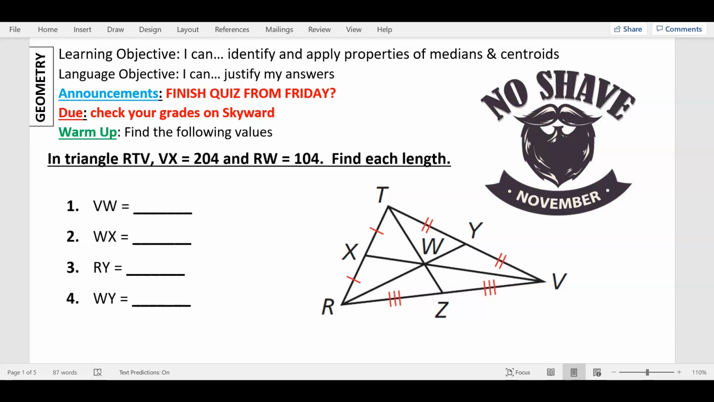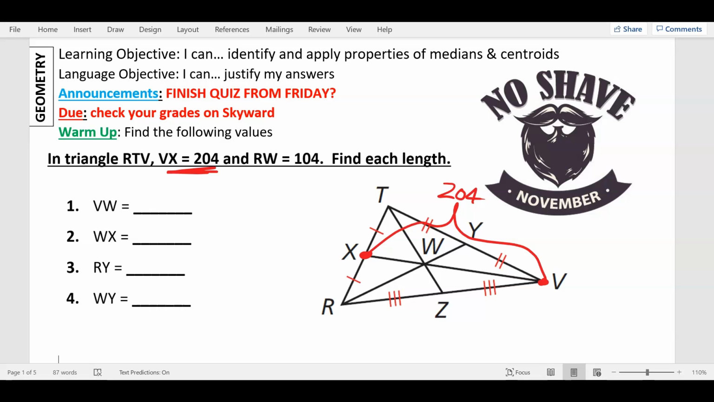First thing it tells us, VX is 204. So let me label that. VX is 204. So I'm going to put a bracket because it's all the way across, right? That was going to be my question. I answered it for y'all. But does everyone see V to X is all the way across? Okay, you've got to look up here, please. VX is all the way across. So that's the whole thing.